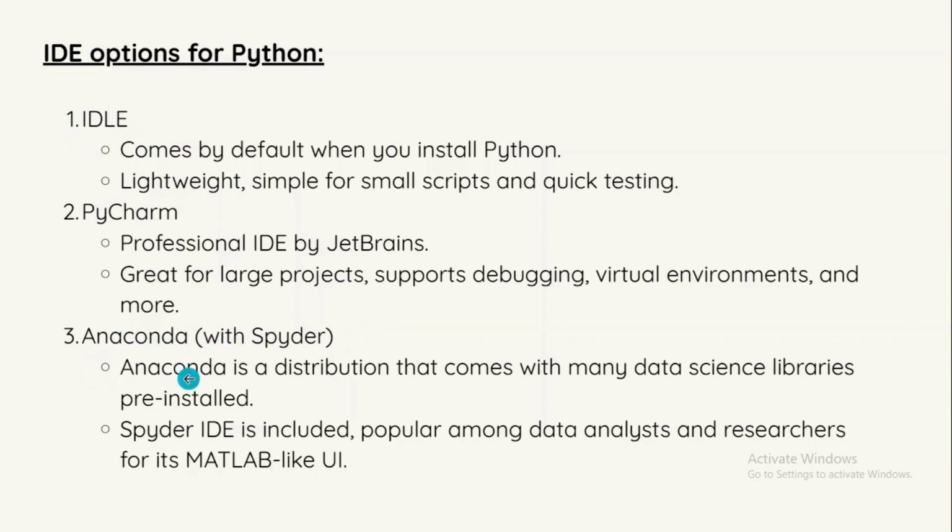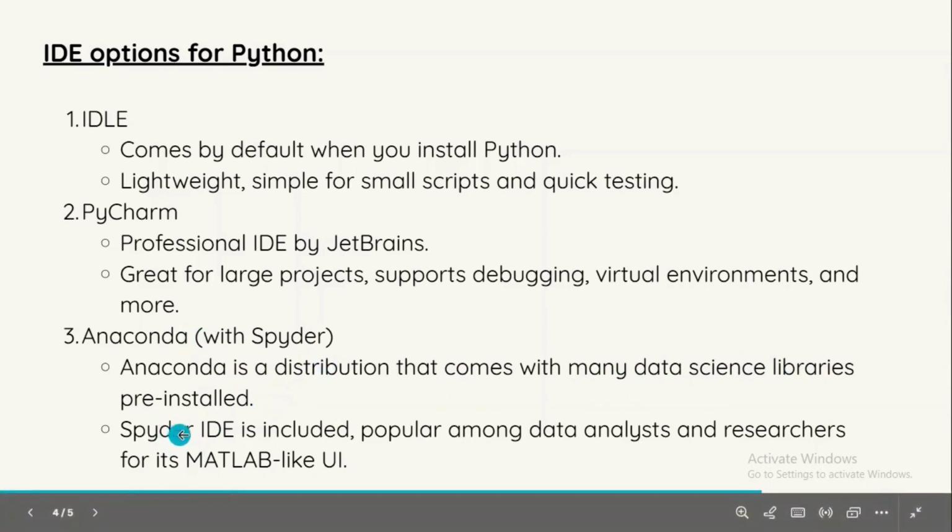Anaconda is a distribution that comes with many data science libraries pre-installed. So this is more like a whole package. If you install the Anaconda, you don't even need to install Python separately. By default, it will install many things. It will install Python and many data science libraries by default. And when you install the Anaconda, we get the Spyder IDE where we can write our Python programs.